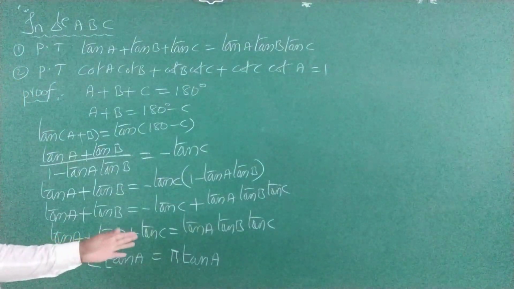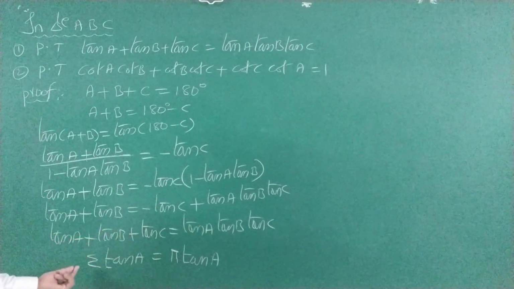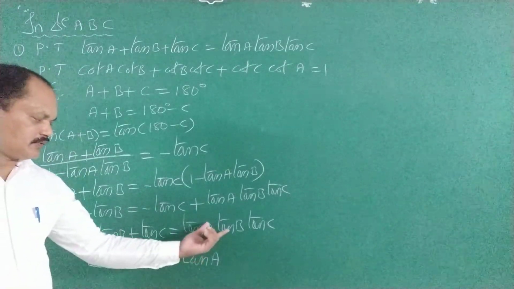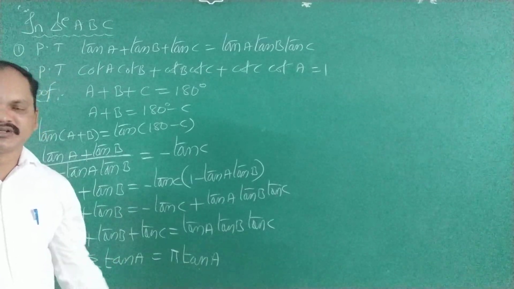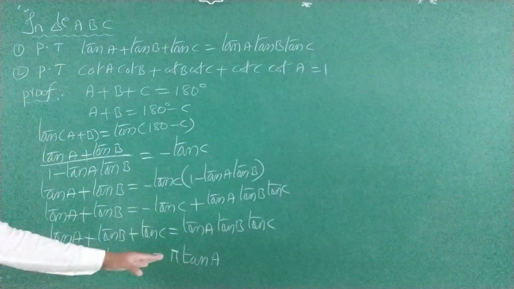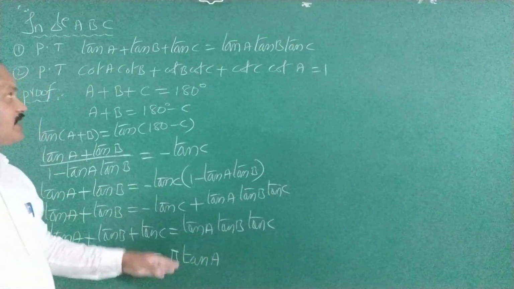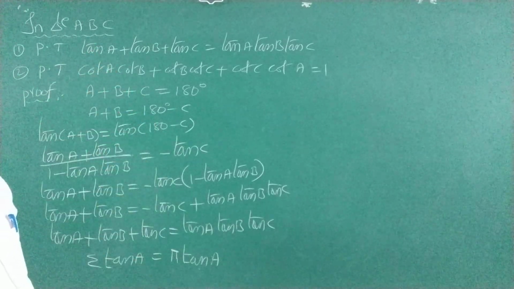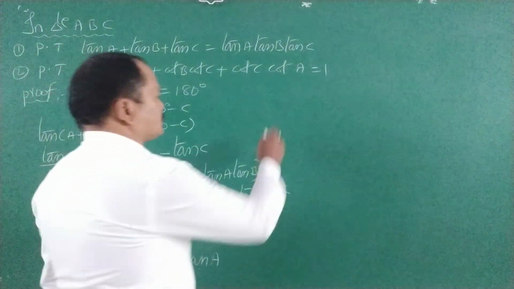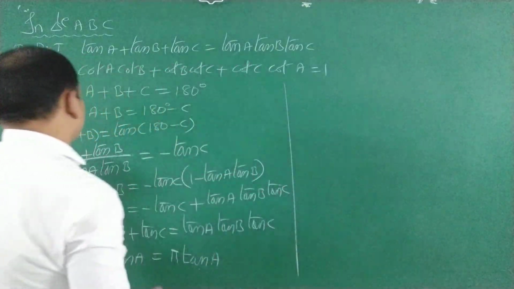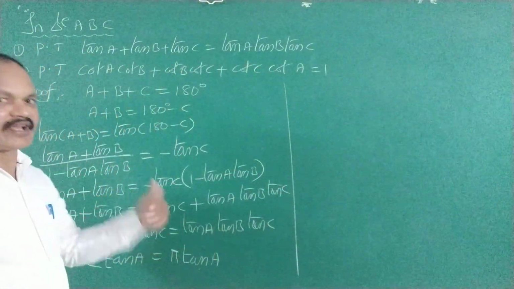One of the three terms we have to represent with sigma. So here also one of the three terms represents sigma, the pi. So sigma tan A is equal to pi tan A. When is it possible? If A plus B plus C is equal to 180 degrees. Now first one proof is over. Now we are going to the second one.